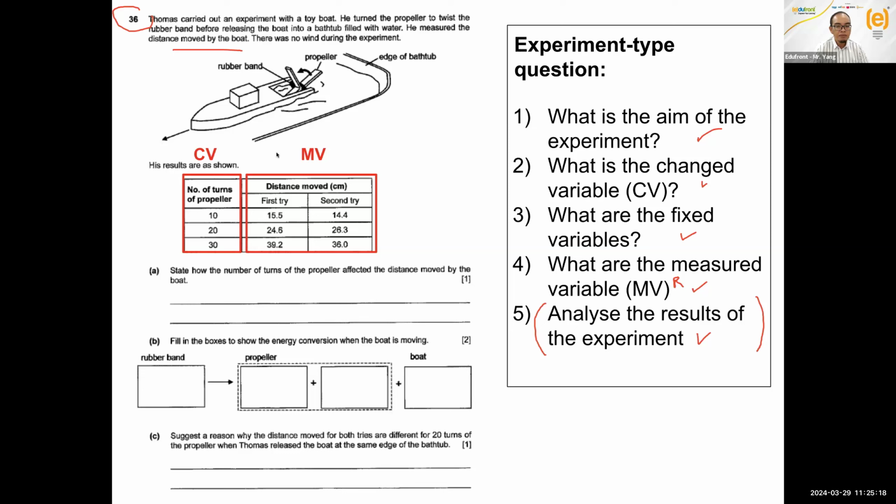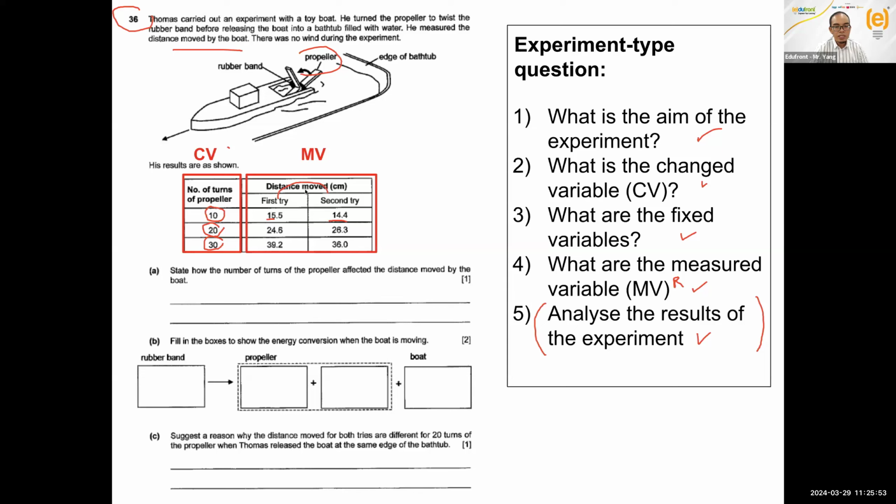But you can identify the change variable. So what is the change variable? The change variable is the number of turns of the propeller. Can you imagine he turned the propeller? For the first test, he turned 10 times, and then after that 20 times, and then 30 times. And the measured variable is the distance moved by the toy boat. So you can see here, he measured the distance moved. First try for 10 turns, 15, and then the second try, 14.